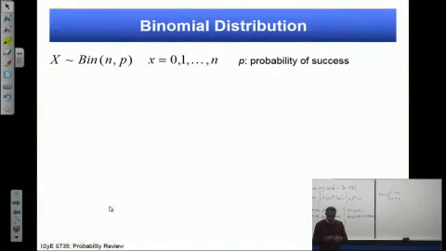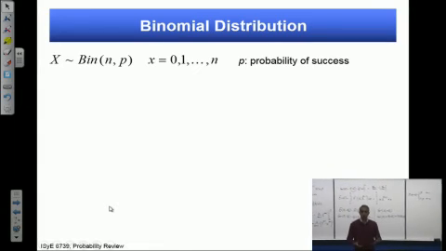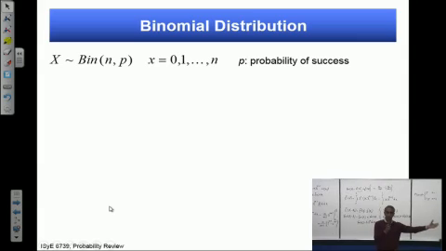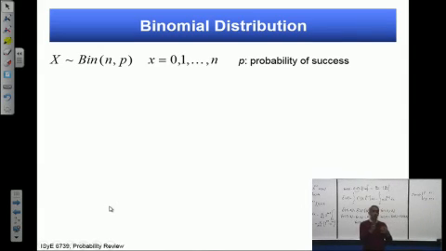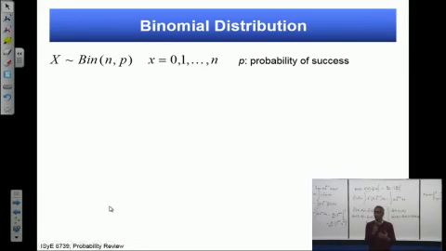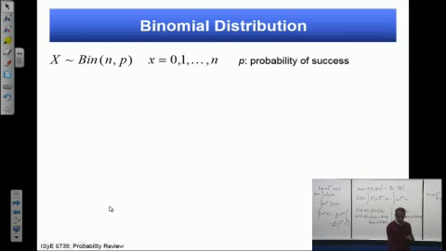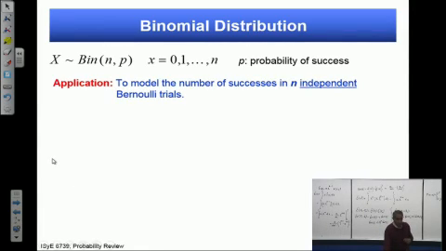Binomial distributions. What if I have more than one Bernoulli trial? Not only am I inspecting this part, I have 10 of these parts or 100 of these parts and I'm inspecting them. Then I want to find the probability of producing 10 defective or non-conforming parts out of these 100. So you have more than one Bernoulli trial, and then you can use the binomial to model the number of successes in n independent Bernoulli trials.